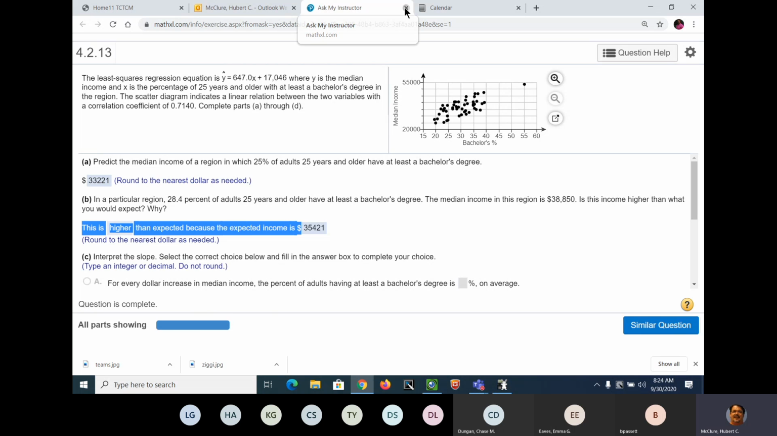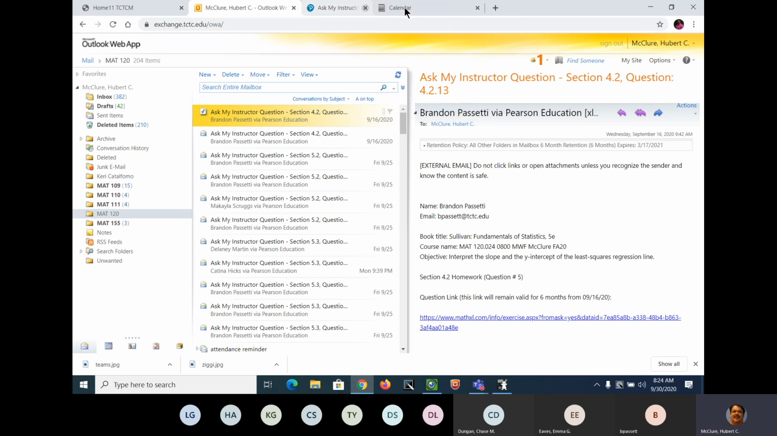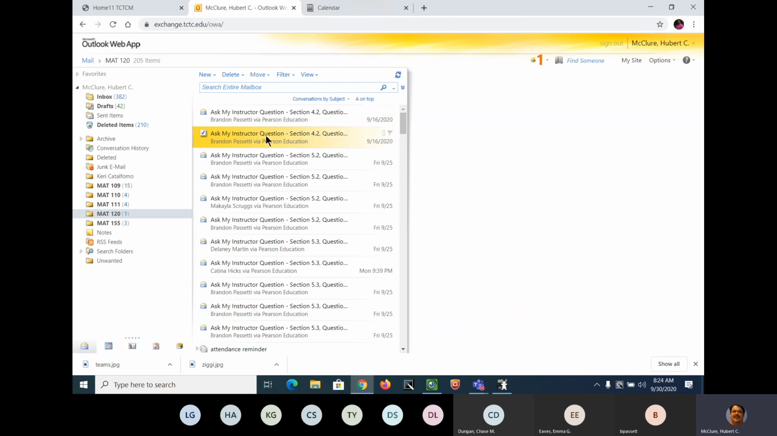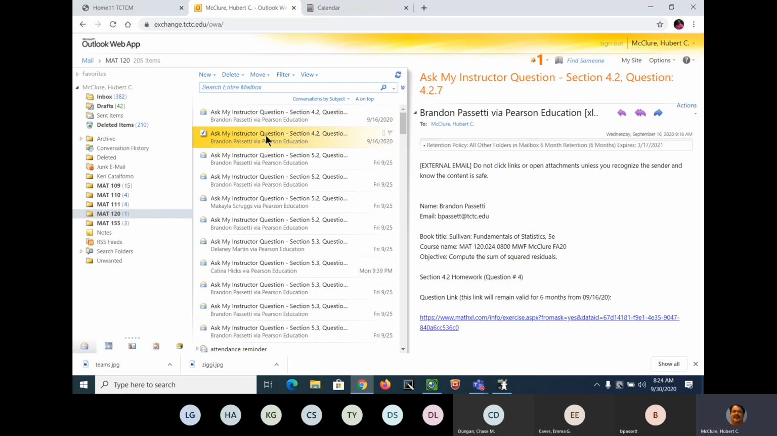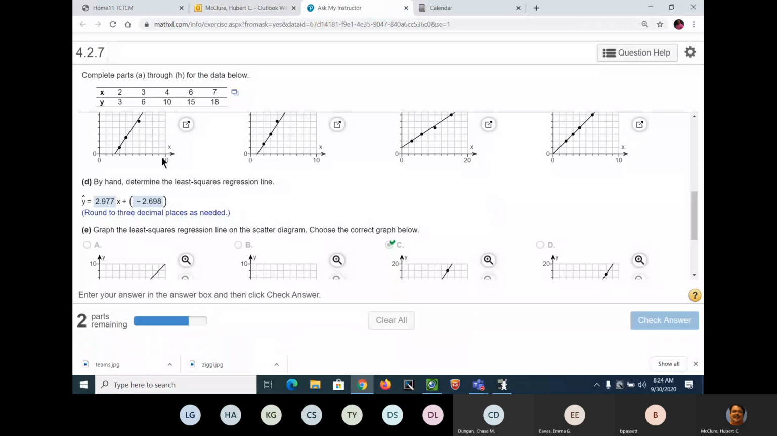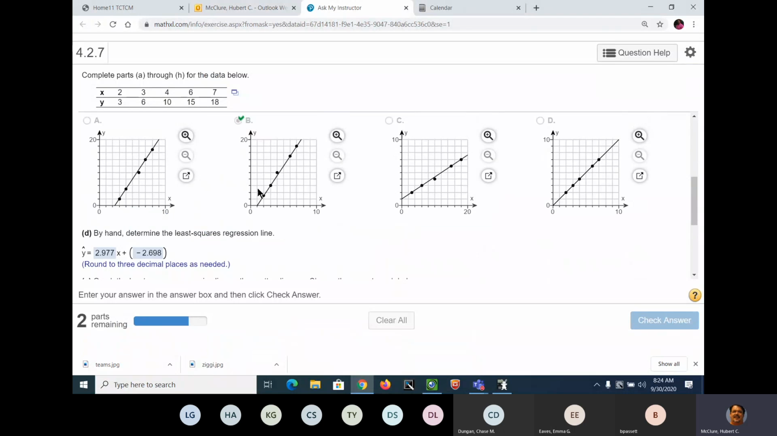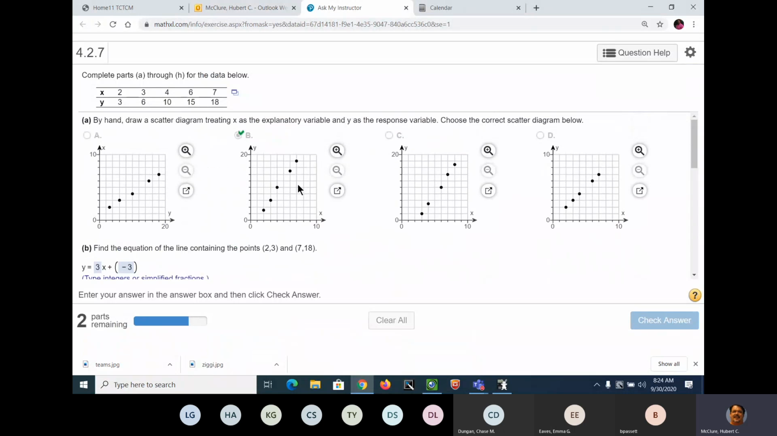Next, let's see if it's the same question. 4.2. No, this is out of order. All right, let me do this one. 4.2, 7/4. All right, so first thing I'm going to do, we went over this question before, but we'll go over it again. I'm going to open it in Excel.